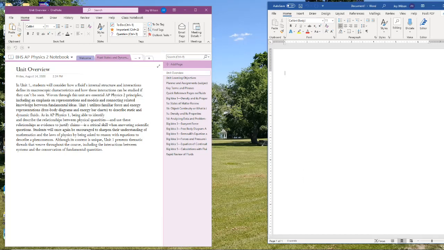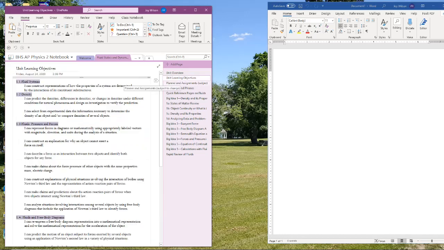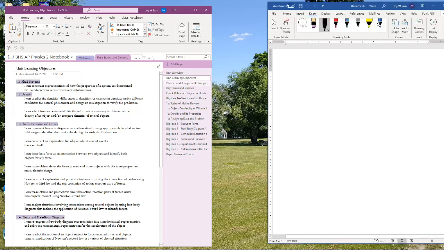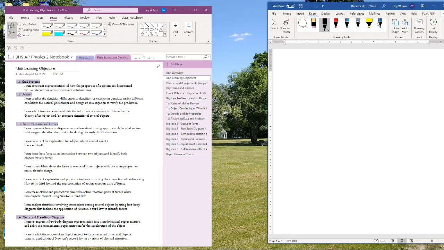But one of the things you might want to do is as you go through, you're going to want to look at these objectives because the objectives are going to tell you what the tests and quizzes are going to look like. So one of the things we need to be able to do is isolate what we are actually going to be questioned about. So if you look over here at the unit learning objectives, 1.1, it says I can construct representations of how properties are determined by the interactions of constituent substructures.